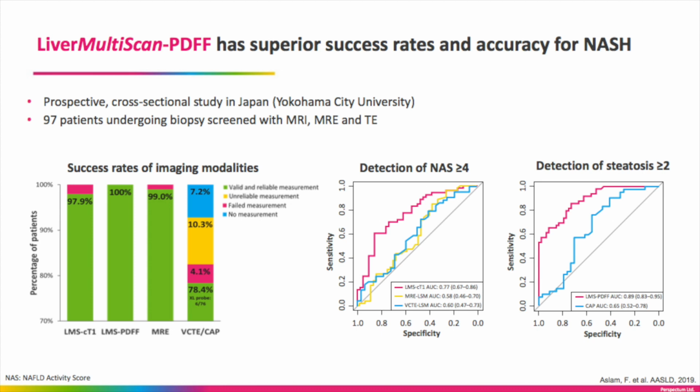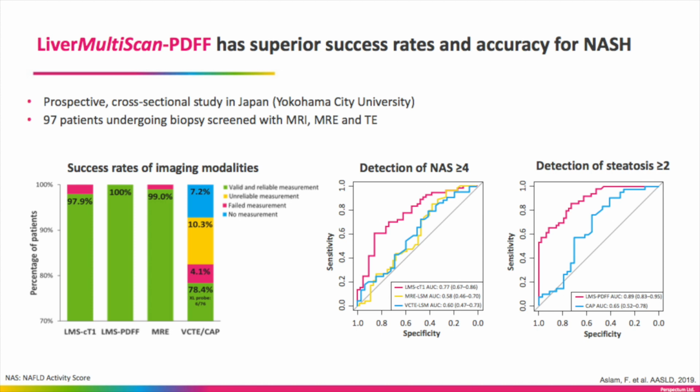97 patients undergoing liver biopsy were screened with MRI-PDFF, MR elastography, and FibroScan. On the first graph on the left of this slide, we can see on the second bar, from left to right, that PDFF was successfully obtained in 100% of the subjects. FibroScan was not able to provide a measurement in 7.2% of patients. It provided unreliable measurements on 10.3% of patients and provided a failed measure in 4.1% of the patients. In summary, FibroScan failed on 22% of all these patients.